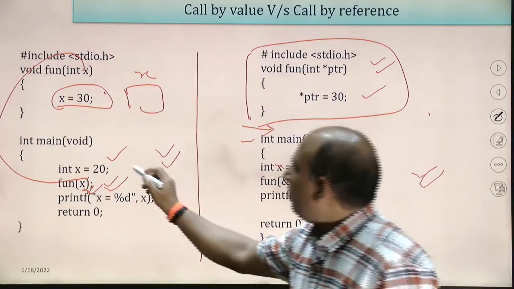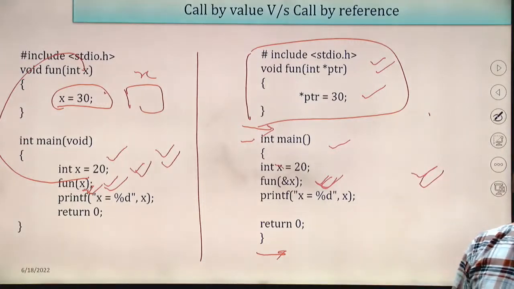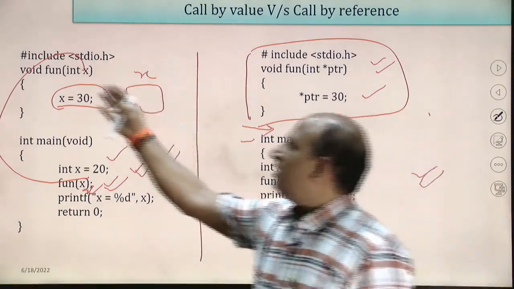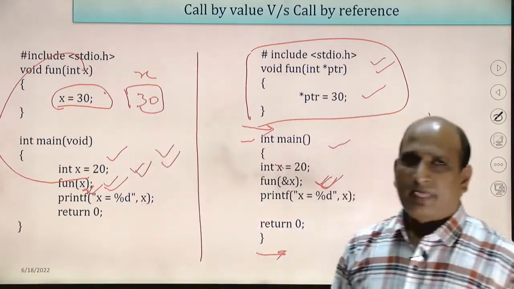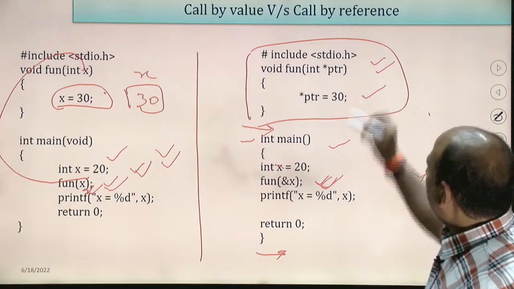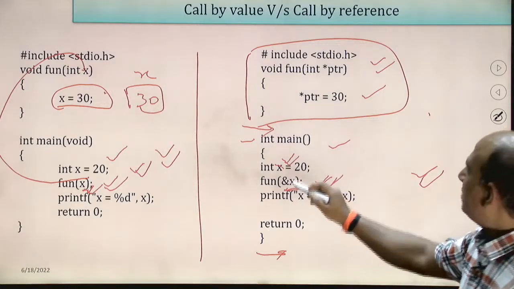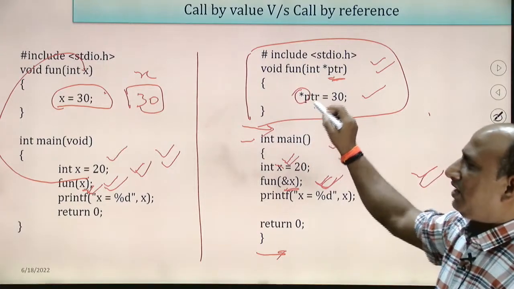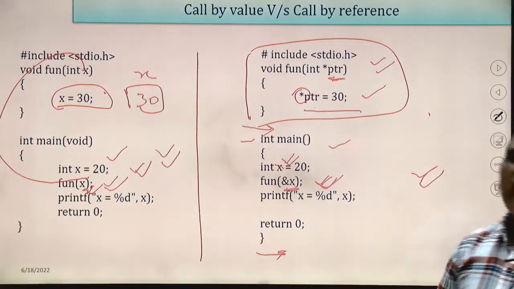So the value of x in the main function will remain unchanged, because a carbon copy of it has been passed and it is changing the value residing in its own memory. So the actual value of x in main will not be changed. But whenever we pass the address of this x of the main function, the address goes over here and the value at address operator accesses the value residing at that address and changes it here. So the actual value will be changed.